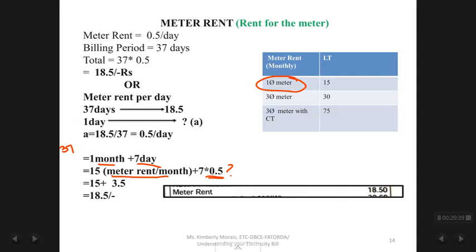I tried to find out the variable and found it to be 0.5 per day. So ultimately, even if you take 37 into 0.5, you will get 18.5. Also, if you take 7 into 0.5 plus 15, you get 18.5. I have verified it for the remaining bills. So what I understood is for per day, they are charging around 0.5. So this is what came actually in my meter rent.